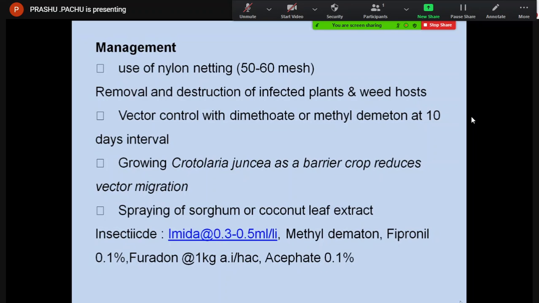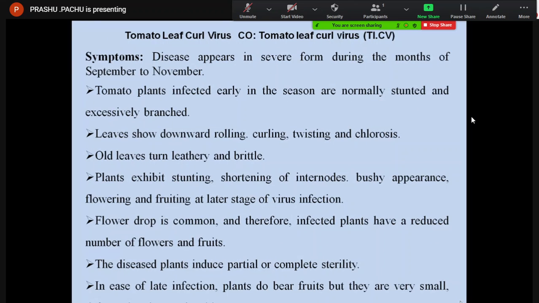Now you can see the symptoms of the disease: very small leaves with a cup-like shape, a reduction in internodal length, very few flowers on the plants, and curling of the leaves. Here also we can see the leaf-like appearance.